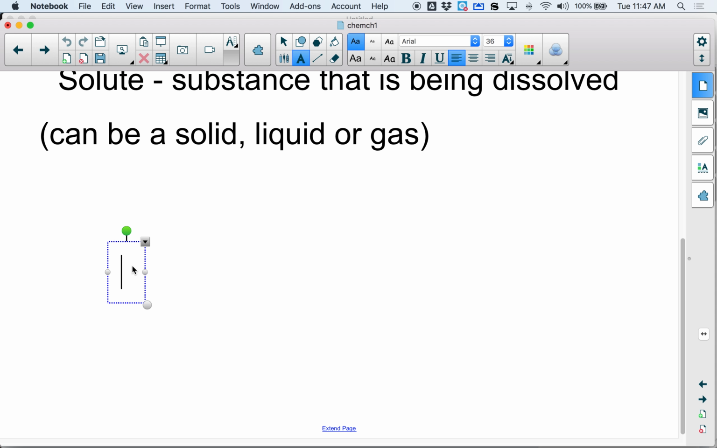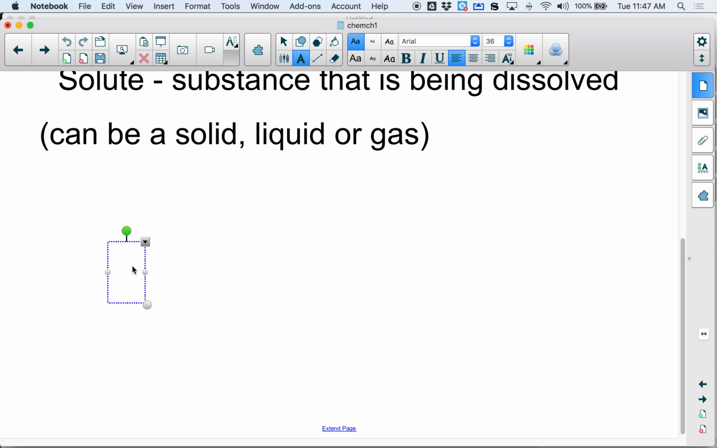Now, we calculate concentration by taking the amount of solute and dividing it by the amount of solvent. There are different ways of doing it, but the standard way that we're going to do it is we're going to measure the amount of solute as a mass in grams.